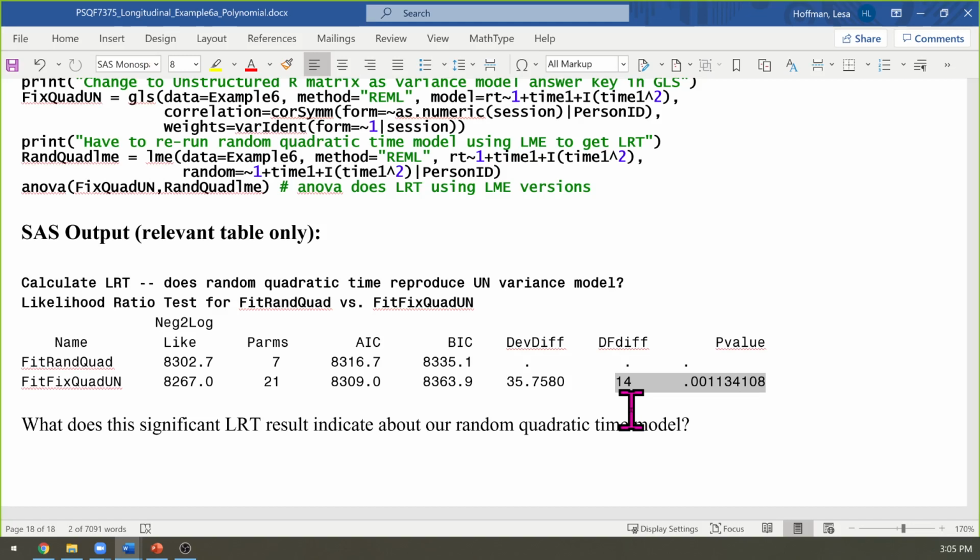But these are real data. I don't actually know what the right answer is. That's what makes it fun.